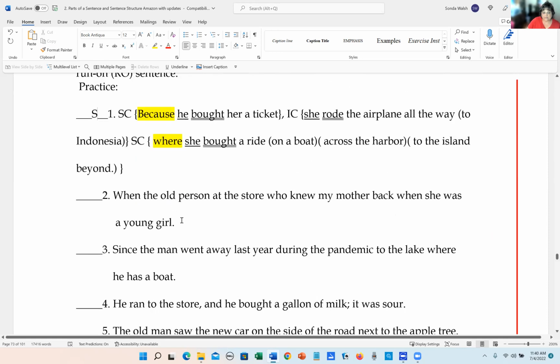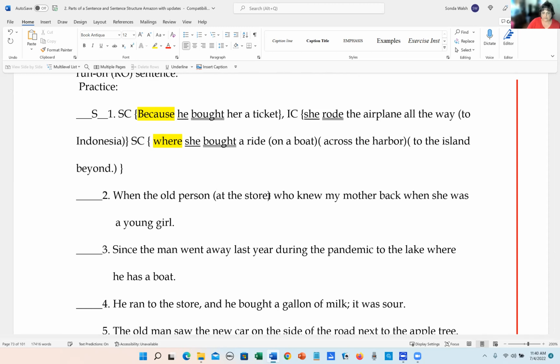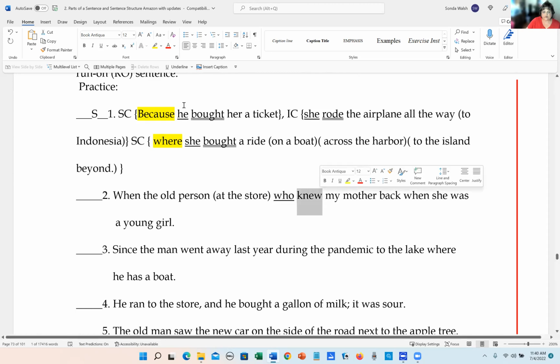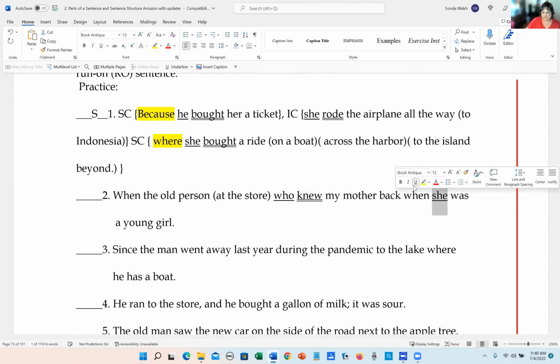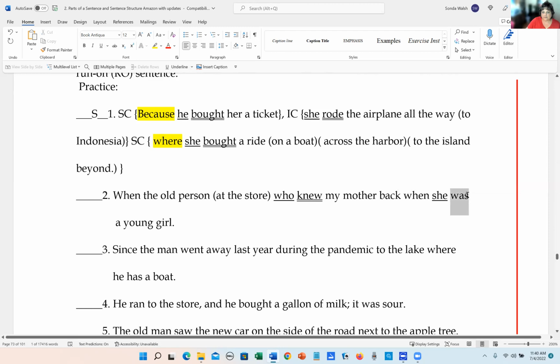All right, let's go to number 2. Find our prepositional phrases. At the store. So who is the subject? Underline that once. Knew is a verb. Underline that twice. And then she is a subject. And was is a verb.